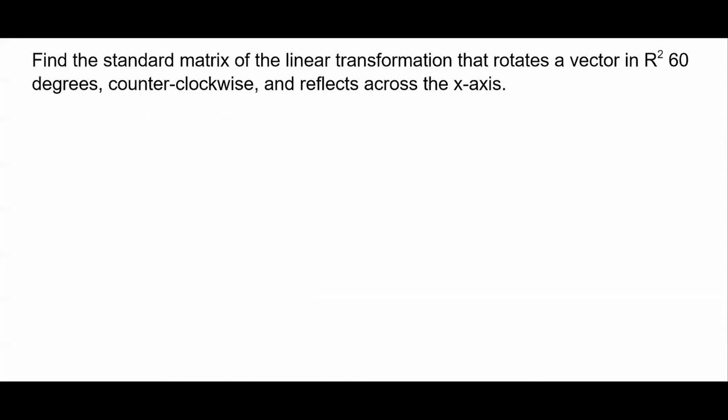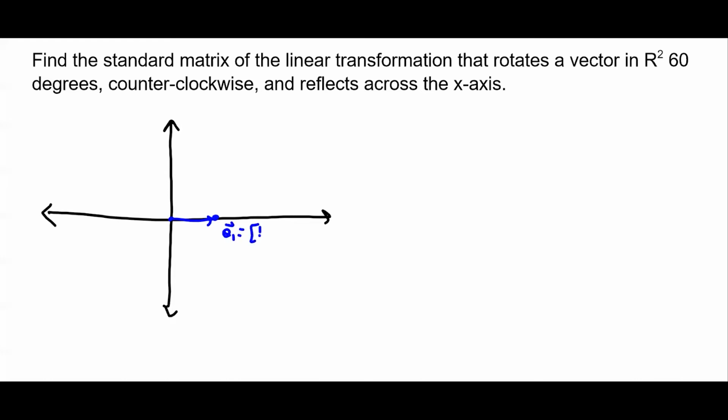It says find the standard matrix of the linear transformation that rotates a vector in R2 60 degrees counterclockwise and reflects across the x-axis. So we're going to draw a picture. We know what the transformation is supposed to do, and we want to find a matrix that will do the operations for us. So we know that we want to rotate 60 degrees counterclockwise, and then we want to reflect across the x-axis. So we just want to do the transformation to E1 and E2. So we'll start with E1.